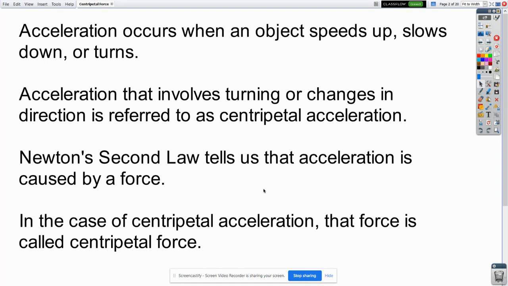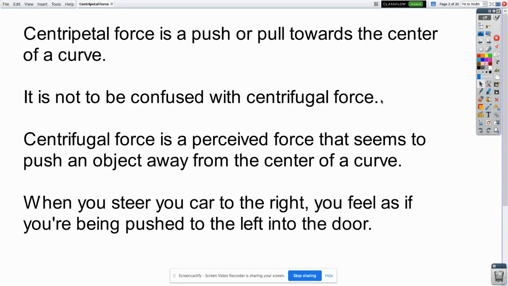Centripetal force is defined as a push or pull towards the center of a curve. Centripetal force is not to be confused with centrifugal force. Most people have heard the word centrifugal force before. Centrifugal force is a perceived force. It's that feeling that you're being pushed towards the outside of a curve whenever you're turning.